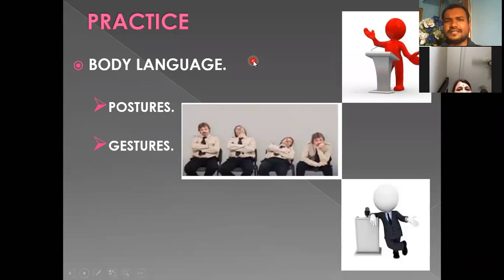So practice, continuation. Now you need to think about body language. So how should your body language be? If you observe the screen, I have given three pictures. What is the apt posture you need to use for presentations? Look at the pictures and tell me which is the right posture to talk in.